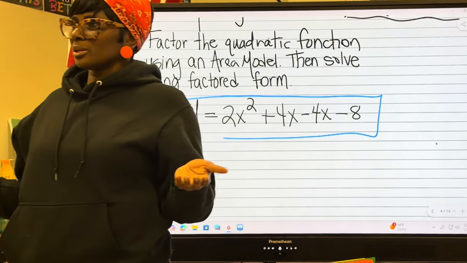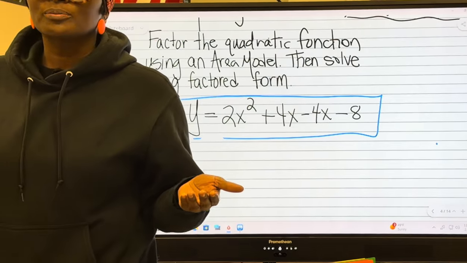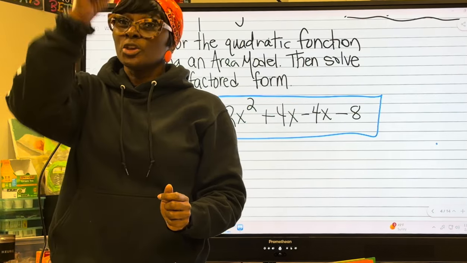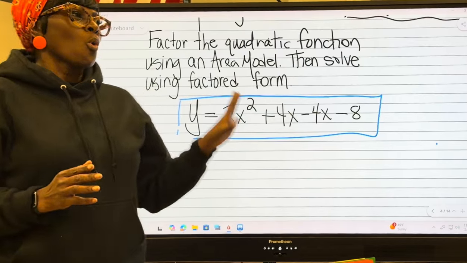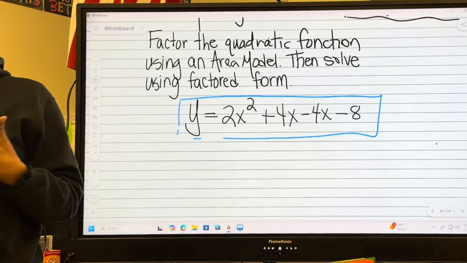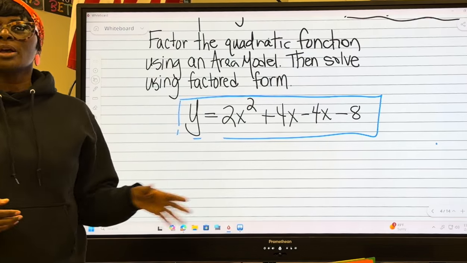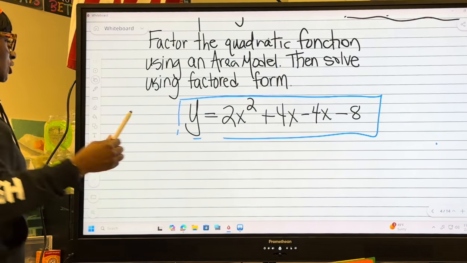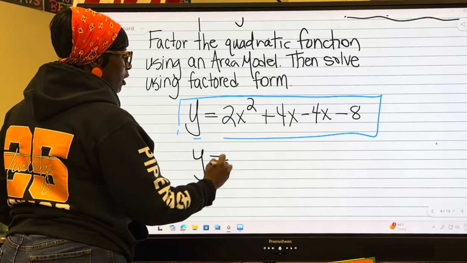What is a parabola? It is the shape of a what? A U. It either U's down or it U's what? Up, right? This particular one U's up. How do I know that it U's up? Because the A is positive. So watch this. This is the standard form.